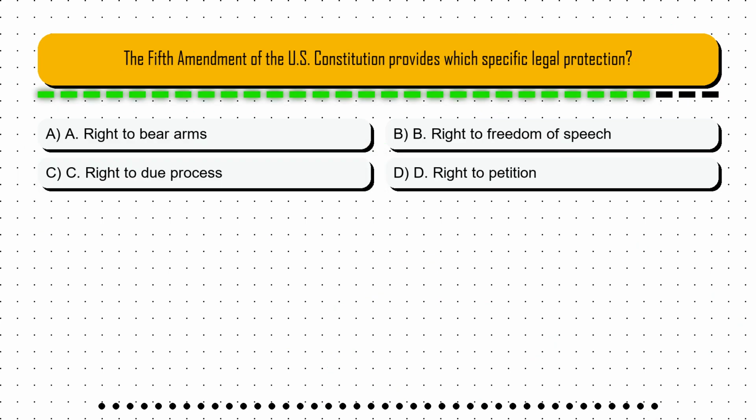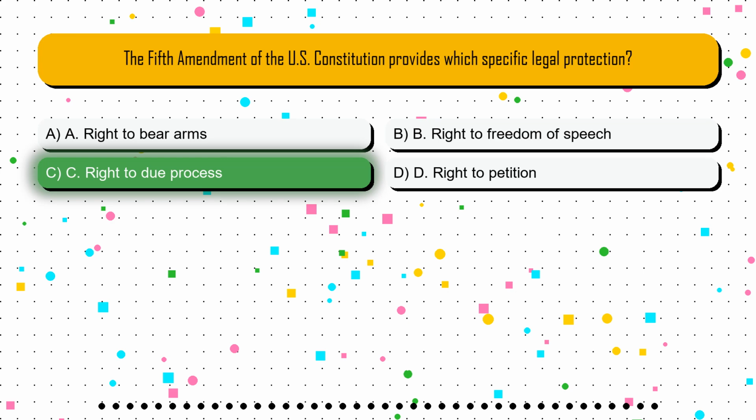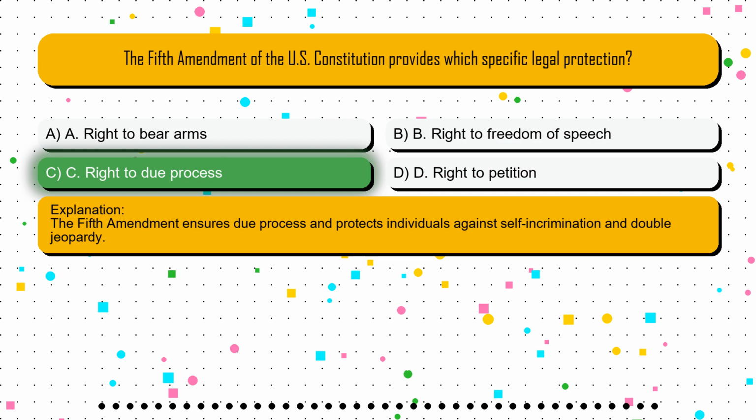Question 13. The Fifth Amendment of the U.S. Constitution provides which specific legal protection? Option A. Right to bear arms. Option B. Right to freedom of speech. Option C. Right to due process. Option D. Right to petition. The correct answer is option C. Right to due process. The Fifth Amendment ensures due process and protects individuals against self-incrimination and double jeopardy.